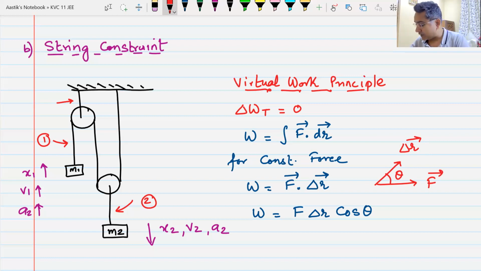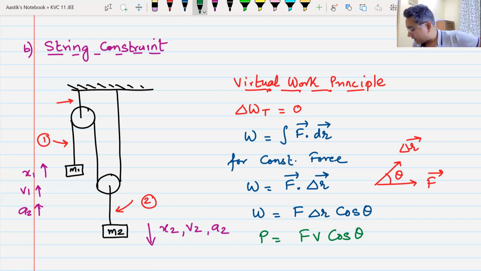Similarly, if I want to find out the power, power is the rate at which work is done. Power will be given by F into V into cos theta. It is a derivative of this thing. The derivative of your position vector becomes V. So power becomes FV cos theta.